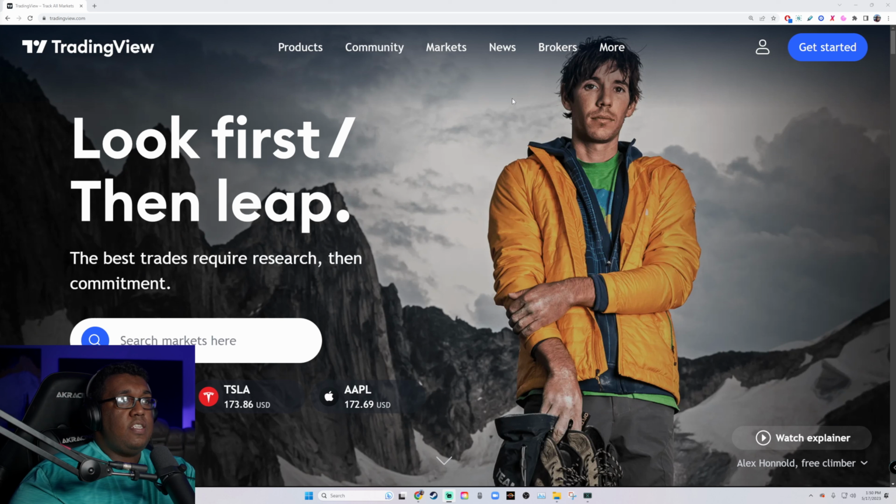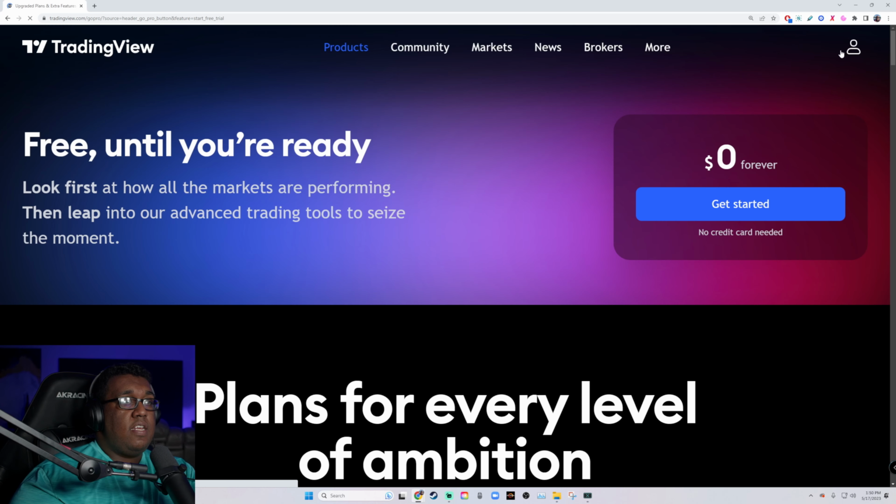Once you guys are here, you're going to see this basic page with some guy hiking in the mountains, like somehow that's what you're going to be doing while investing. It's not. However, in the top right hand corner up here, you're going to see this big blue button that says get started. I want you guys to click on that. You're going to see this page that says free until you're ready.